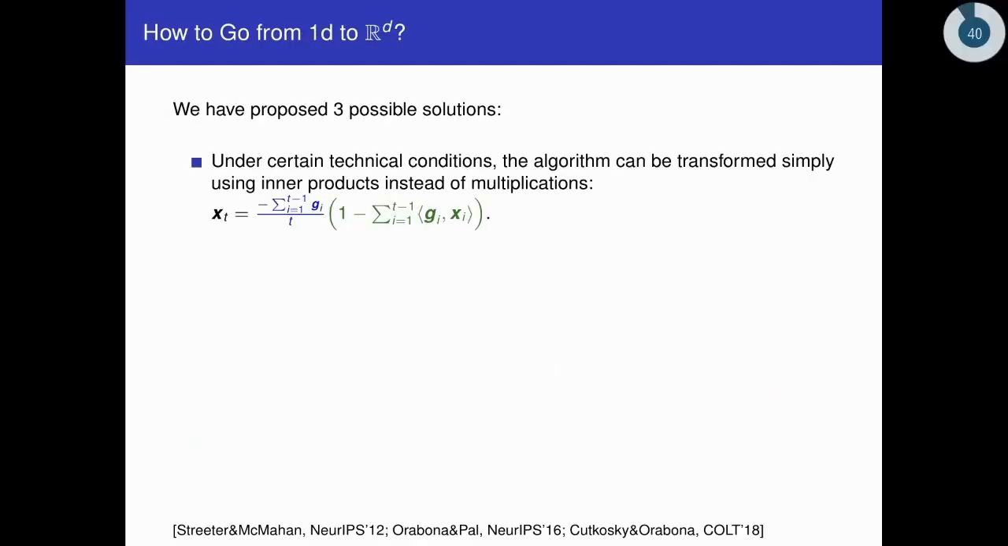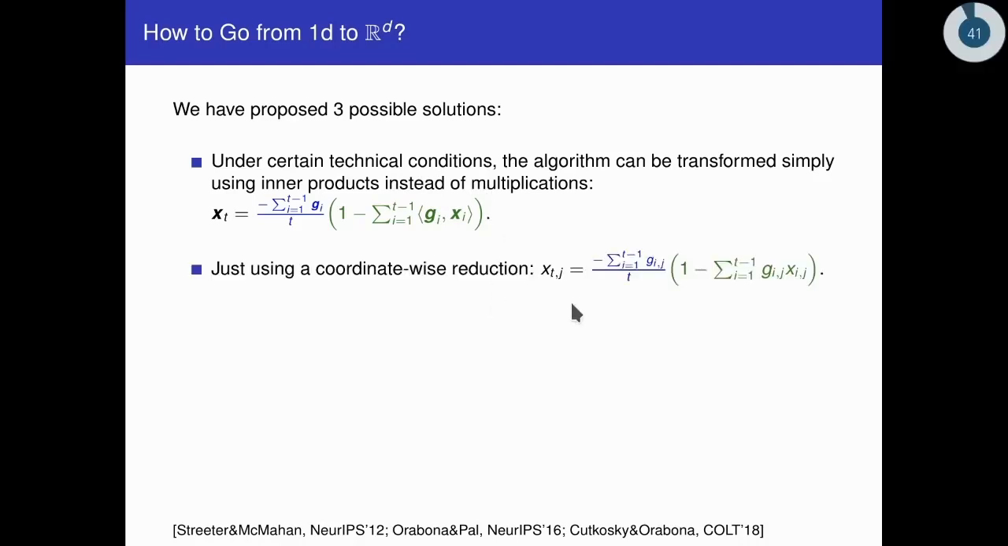Now, the last thing that I want to tell you is that everything was 1D because we have a coin. But I also told you that you can go from 1D to R to the D. In the case of Francesco trophium, just removing multiplication and substituting with inner products. But this is true only under certain technical conditions that are satisfied for Francesco trophium. It might not be satisfied in general.